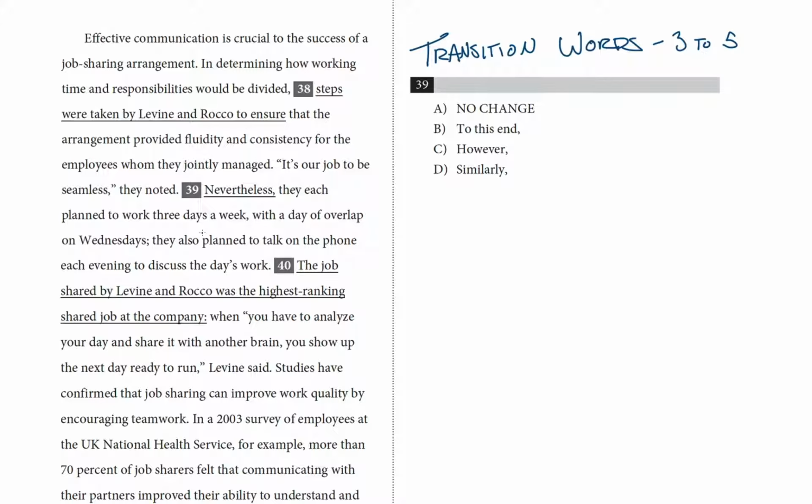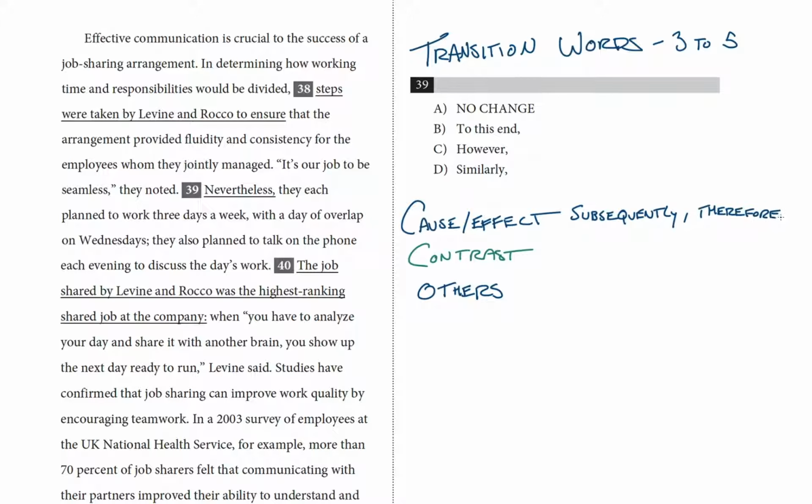There are tons of transition words or phrases in English. There are, in fact, too many to list, but luckily, they fall into a few major categories. On the Khan Academy Test Prep team, we roughly categorize transitions as cause and effect, contrast, and others. Cause and effect transitions do what you'd expect. They show a cause and effect relationship between one sentence and the next. These are words and phrases like subsequently, therefore, as a result.